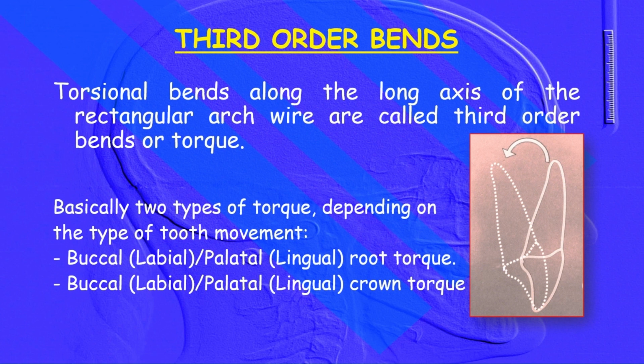Now we will discuss third-order bends, commonly called torque. Torsional bends along the long axis of the rectangular arch wire are called third-order bends or torque in the wire. The aim of third-order bend or torque in the wire is to achieve root movements. Depending on the type of root movement, there are two types of torques. The first one is palatal or buccal root torque, and the second one is palatal or buccal crown torque.